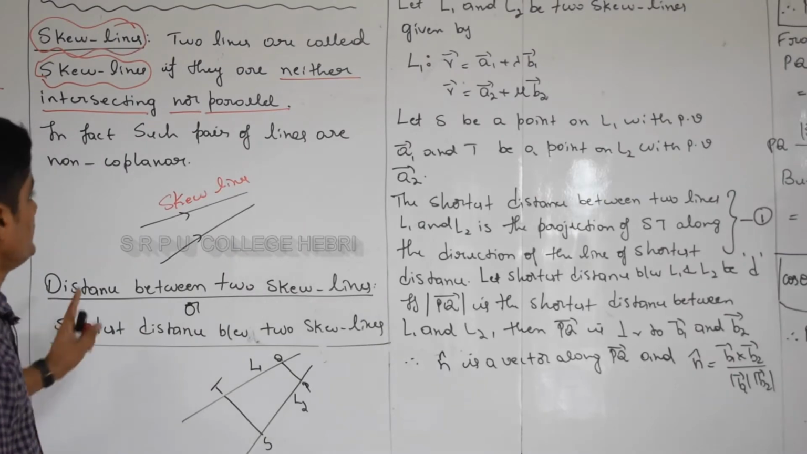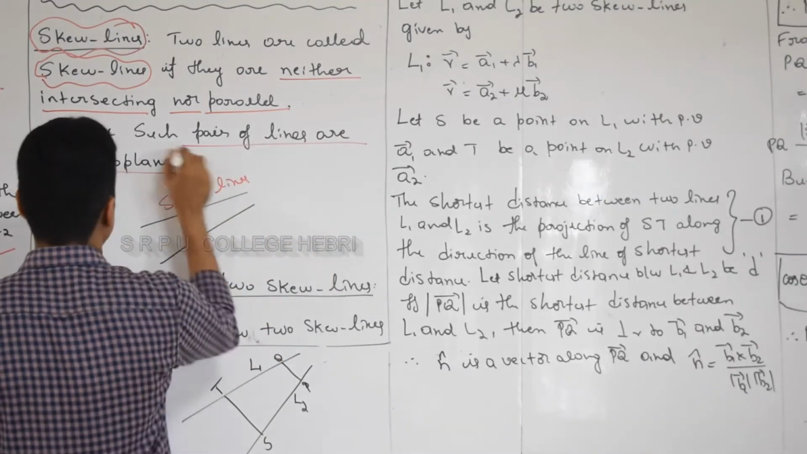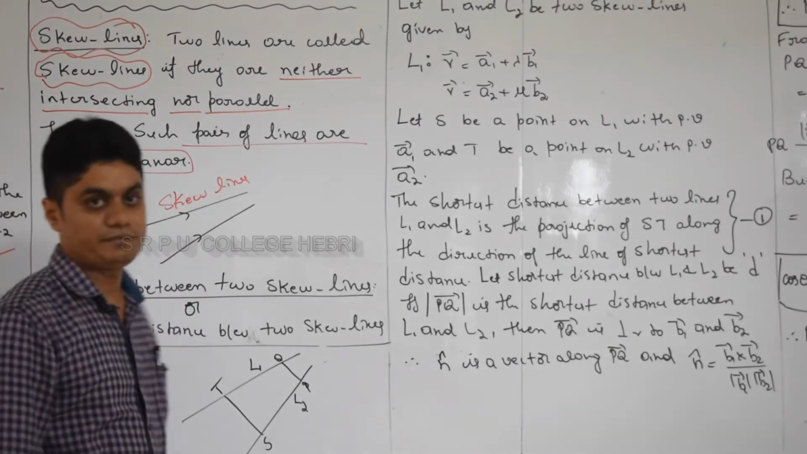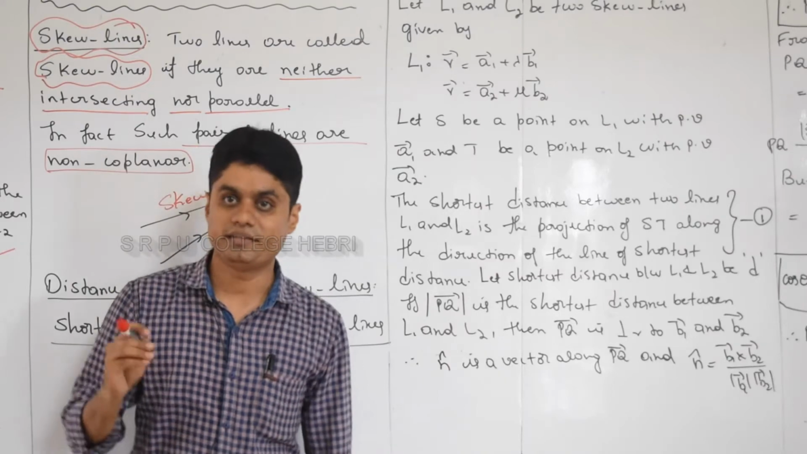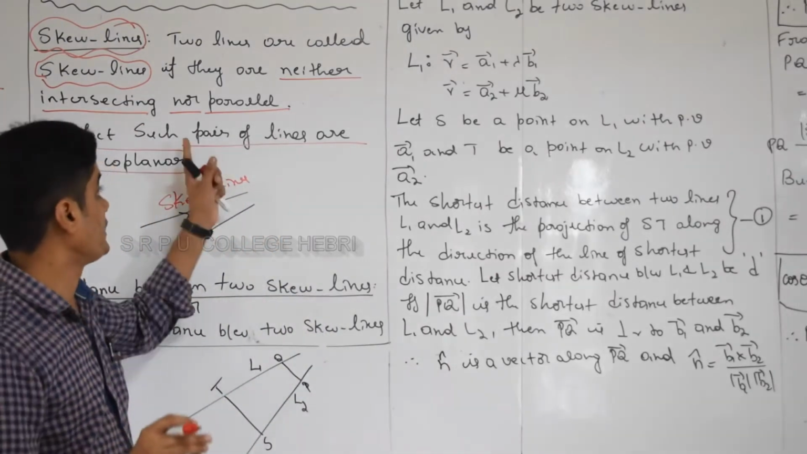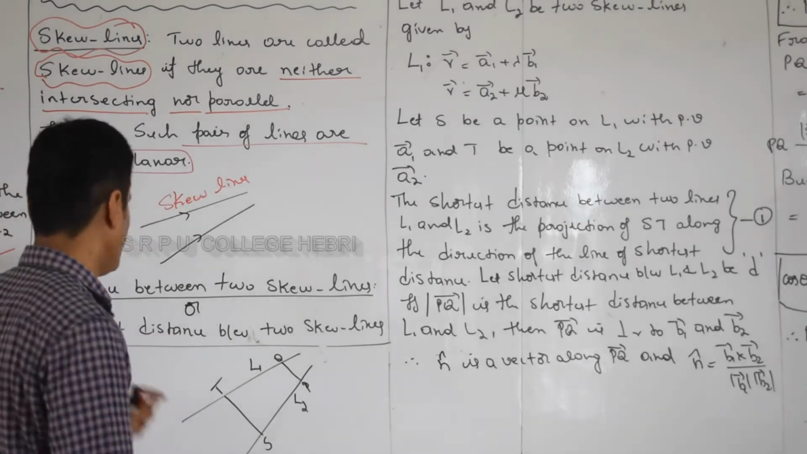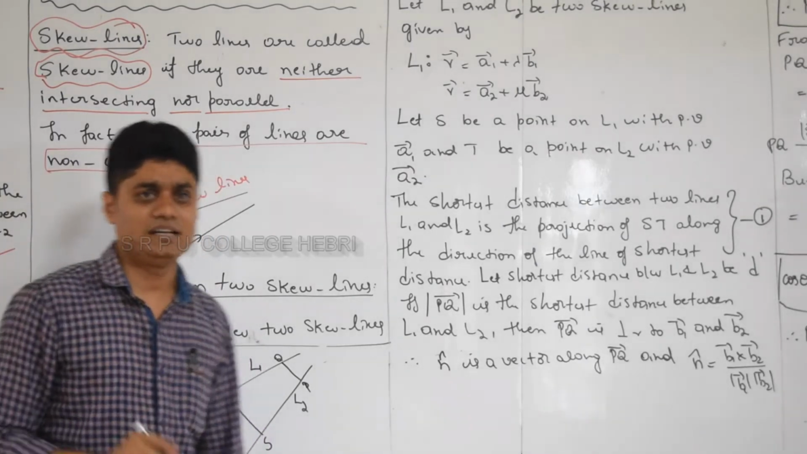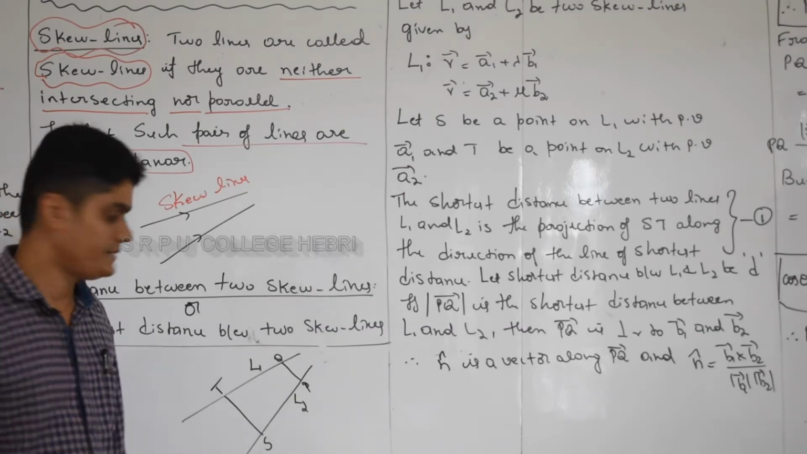Actually, two skew lines are always non-coplanar. They cannot be in the same plane. Definitely the lines which are skew lines can never be in the same plane. They are always non-coplanar. Remember that. So skew lines are lines which are neither parallel nor intersecting. Got it? Yes, very good.